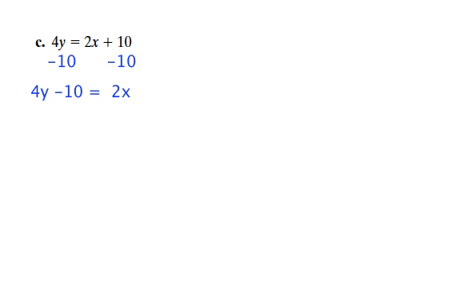Now we're ready to divide both sides by 2. On the right-hand side, the 2's cancel each other out, and you're left with x. On the left-hand side, we have to do a little bit of math here. Both 4 and 10 can be divided by 2, so we need to simplify this. 4y divided by 2 is 2y. 10 divided by 2 is 5. So we end up with 2y minus 5 equals x. Pause the video if you need more time to copy down this example.